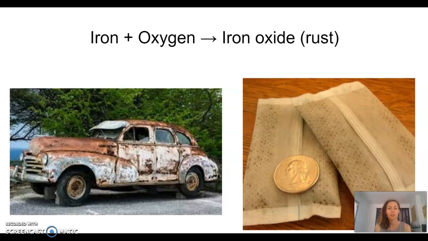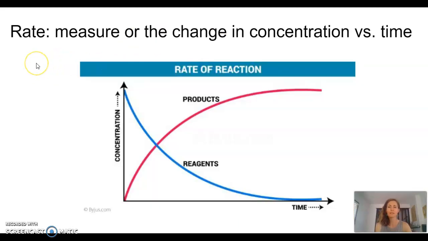The rusting on this car, thankful for us, doesn't happen as quickly because the surface area of those particles is much larger, meaning that the oxygen has less of the iron to actually interact with. So when we talk about the rate at which a reaction is happening, it is a measure of the change in concentration versus time.